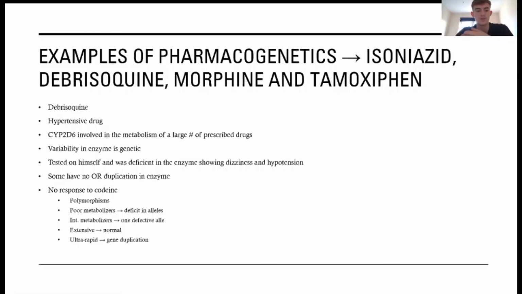You can also have gene duplication, where you have double the enzyme, and then the drugs are basically removed from your body before they can even have an effect. However, in the case of a prodrug, if it's broken down too quickly, we get a huge load of the active form of the drug metabolite, and that's what happened to this guy, where he took too much and it had a severe effect on him.